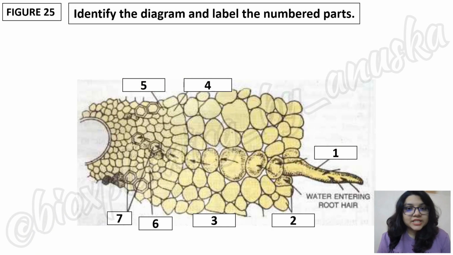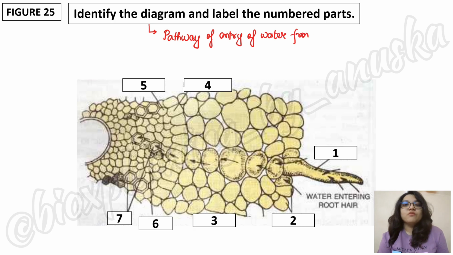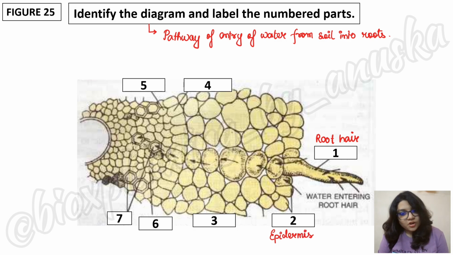Okay, identify the diagram and label the numbered parts. The diagram shows the pathway of entry of water from the soil into the roots. That is how water particles are entering into the root cells. Part 1, very simple, is your root cell where the water is entering. Part 2, the outer cells, is your epidermis or epidermal cells.